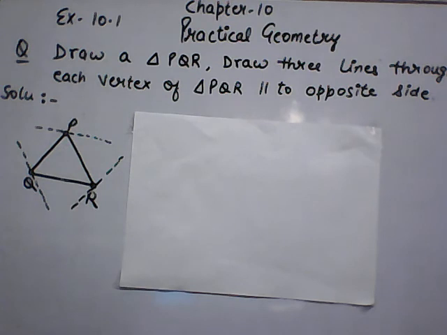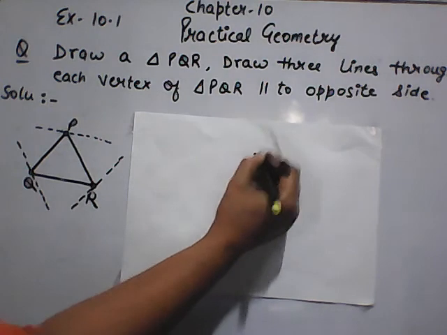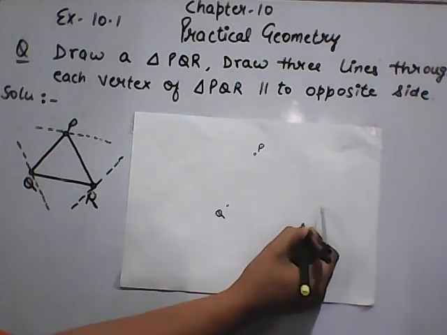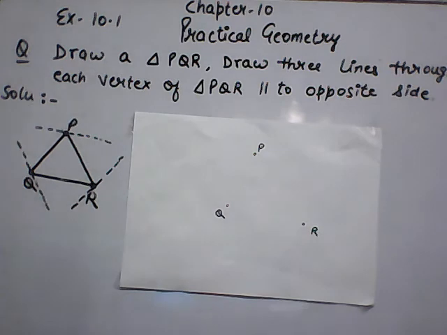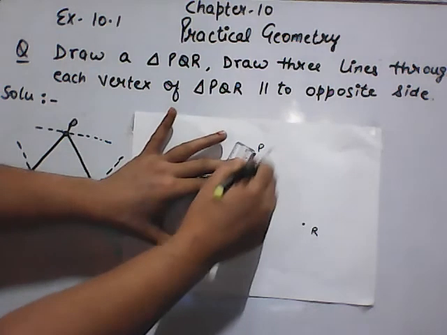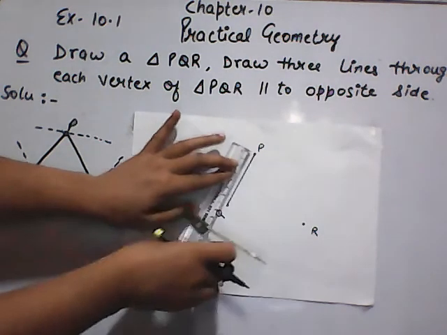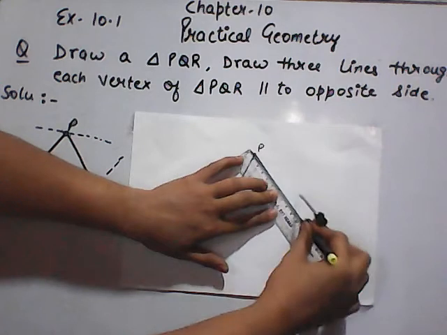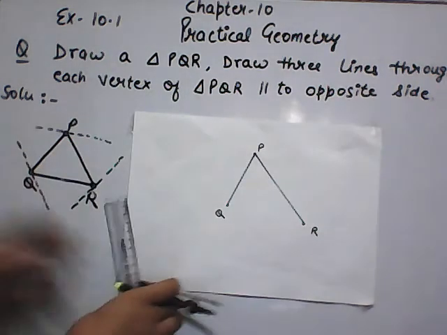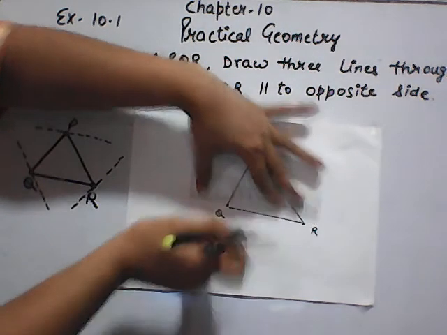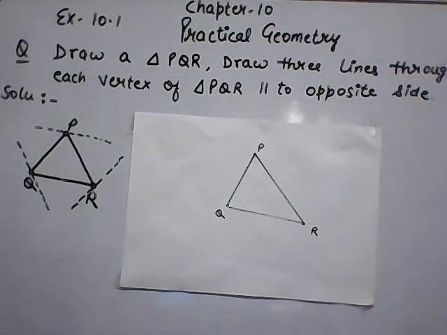Now, firstly take 3 non-collinear points P, Q, R. Now join P, Q. Next step is join P, R. Next step is join Q, R. In this way, you can form a triangle PQR.